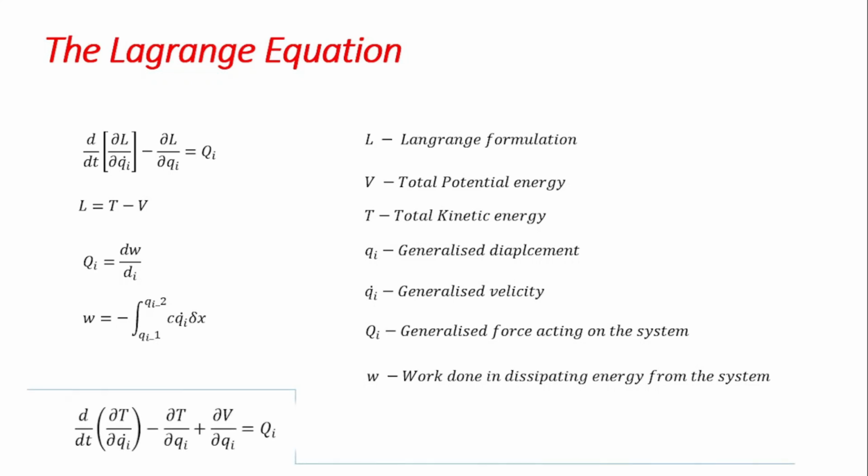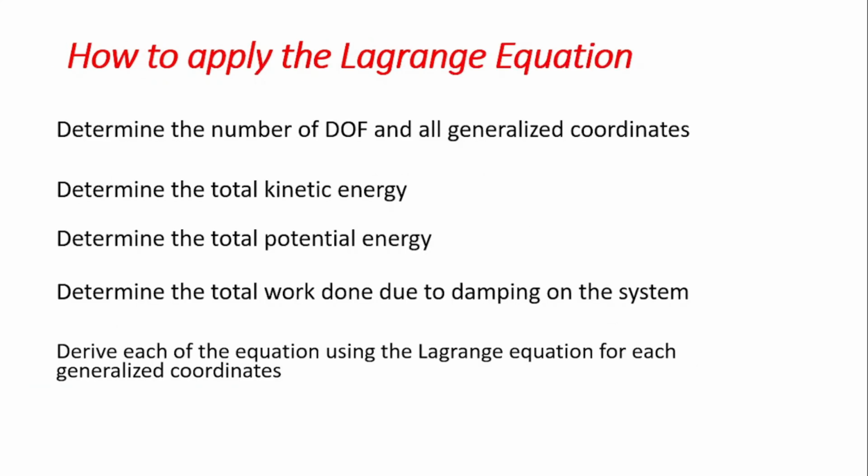The Lagrange equation can also take this form. So whatever form you're familiar with, it's all the same thing. Then how do we apply the Lagrange equation? To apply the Lagrange equation, first you need to determine the number of degrees of freedom and all the generalized coordinates of the system. That's how many degrees of freedom we have on the system, and what the generalized coordinates are.